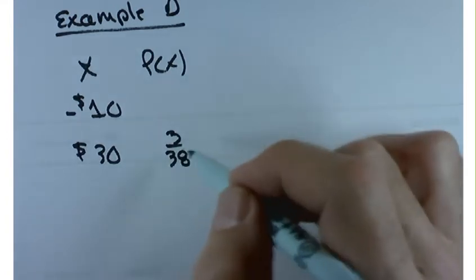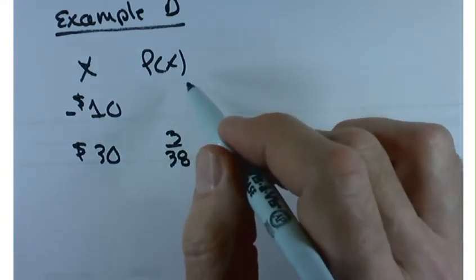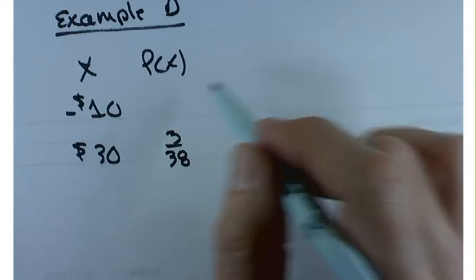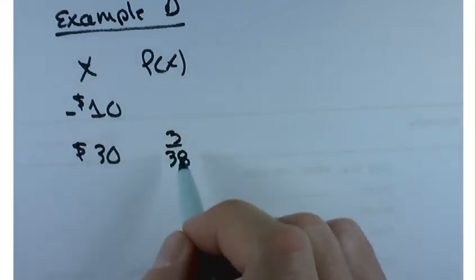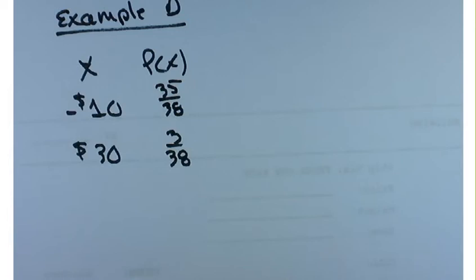If that's the probability of winning, what's the probability of losing? Or how would I find the probability of losing? Subtract 3 over 38 from what number? From 1. So it'd be 35 out of 38. That's your chance of losing.